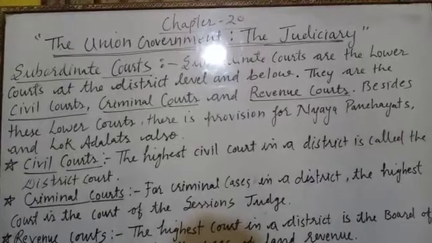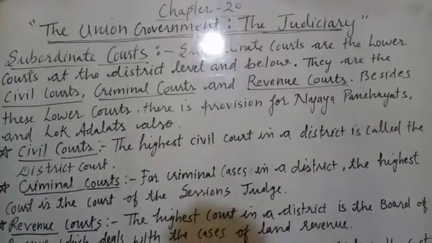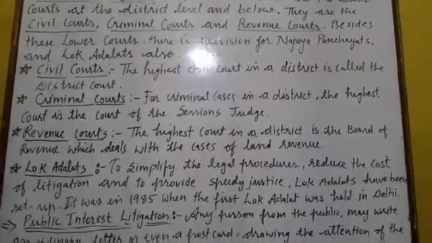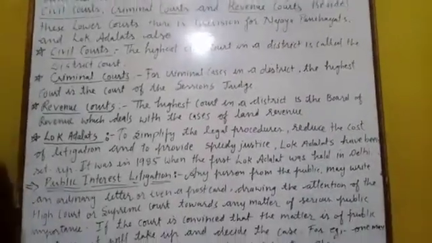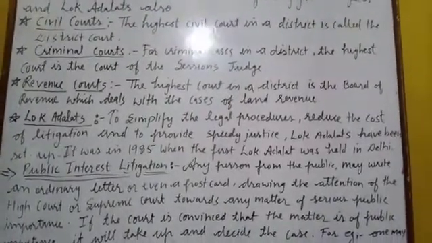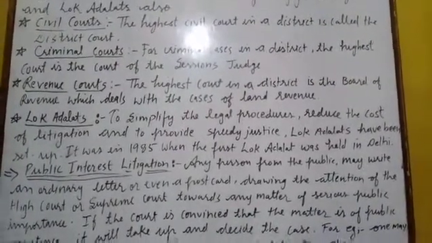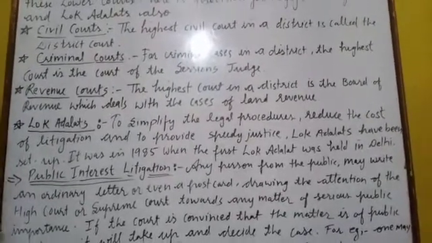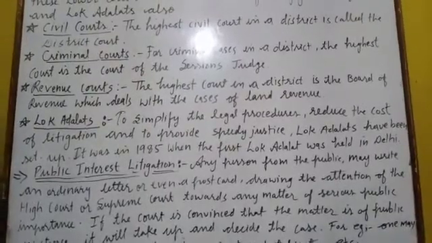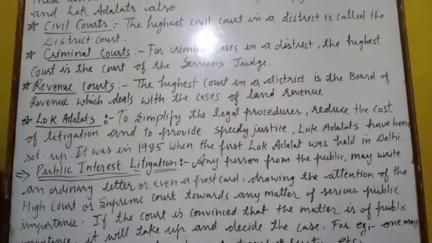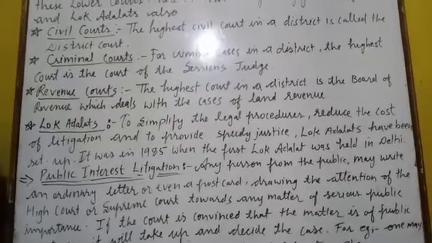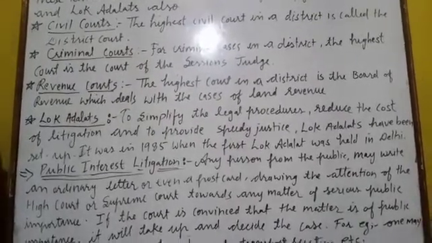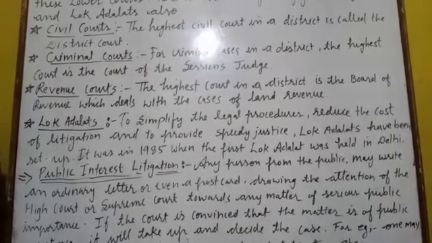Now, what do you mean by the civil courts? The highest civil court in a district is called a district court. The judges of these courts are appointed by the Governor in consultation with the High Court. All the civil matters pertaining to property, contracts, agreements, landlord-tenant disputes which do not originate in the High Court are heard in the district courts.